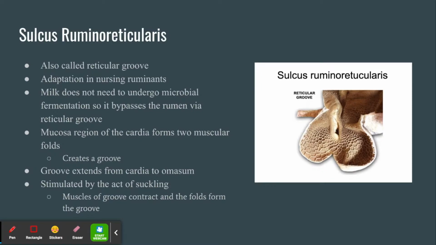The sulcus reticularis, also called the reticular groove, is an adaptation in nursing ruminants. Because milk does not need to undergo microbial fermentation, it bypasses the rumen via the reticular groove. The mucosa of the cardia forms 2 muscular folds to create the groove, which extends from the cardia to the omasum. The muscles of the groove are stimulated by the act of suckling and contract to form the groove.